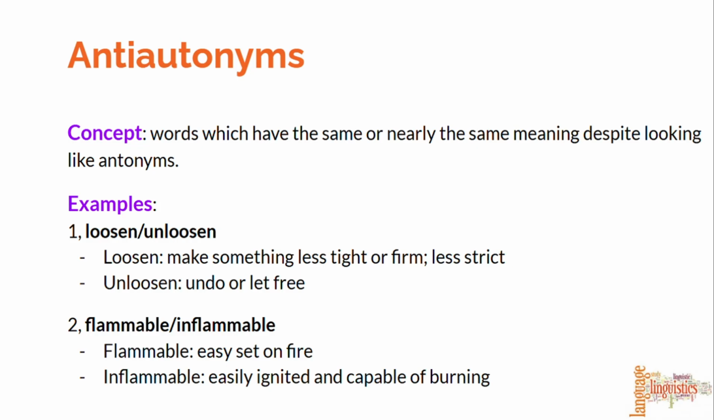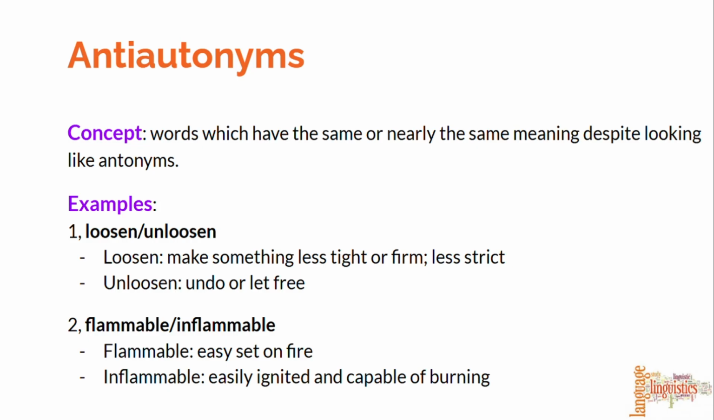Loosen, by definition, is to make something less tight or firm, less strict. And unloosen means undo or let free. So they both have the same concept of making something less firm and tight.